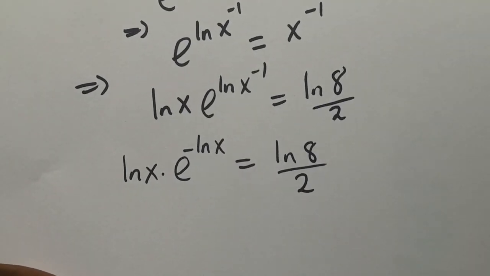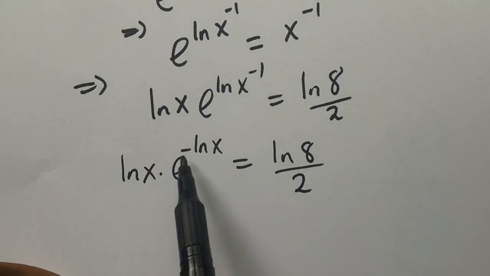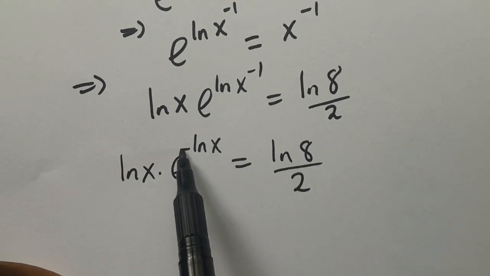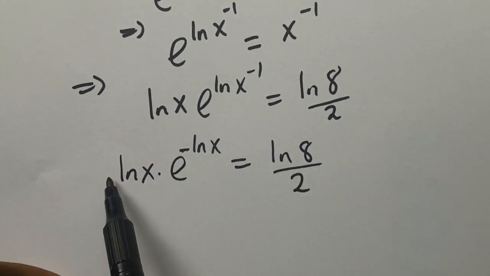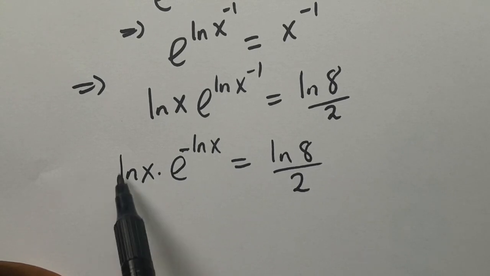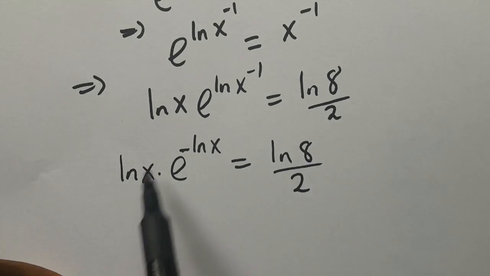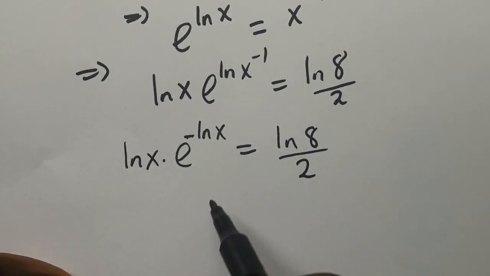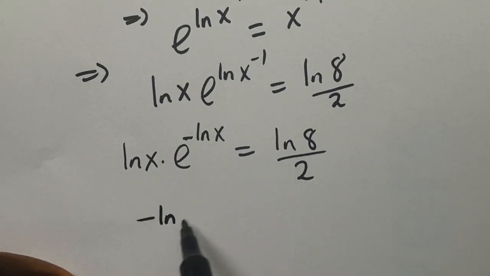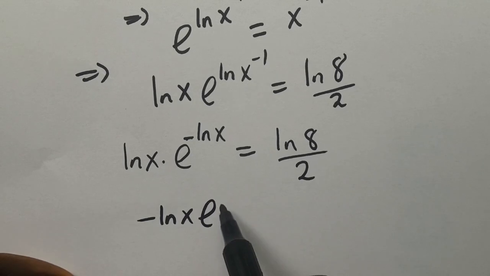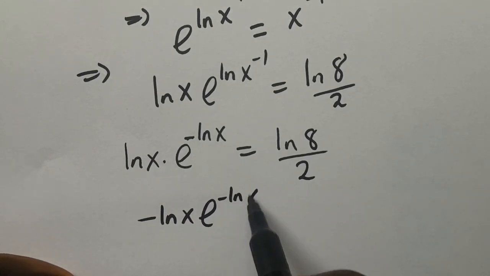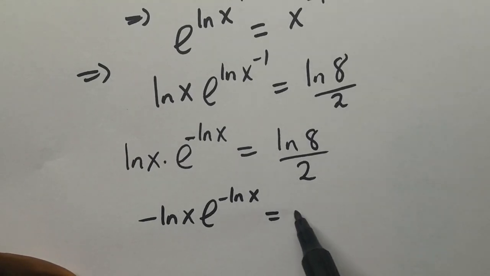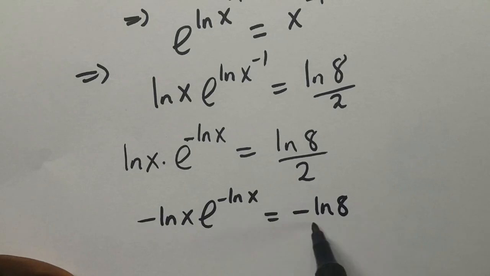But our concern now here is that we want to make sure that the power is the same thing as the base, but for the power we have negative, we need to multiply through by minus in order to get the negative at the base here. So multiply through by negative, this will be minus ln of x, then multiply by e to the power of minus ln of x equals, definitely this one will not be multiplied by negative, minus ln of 8 divided by 2.